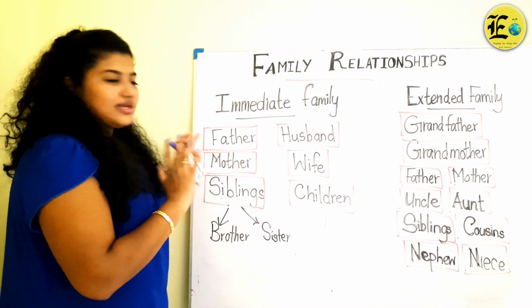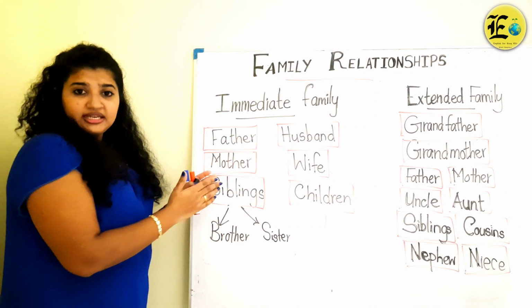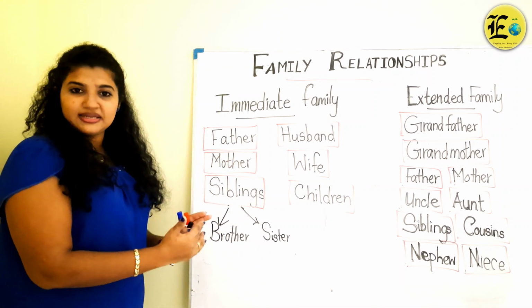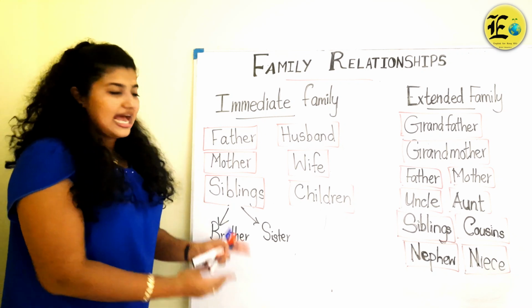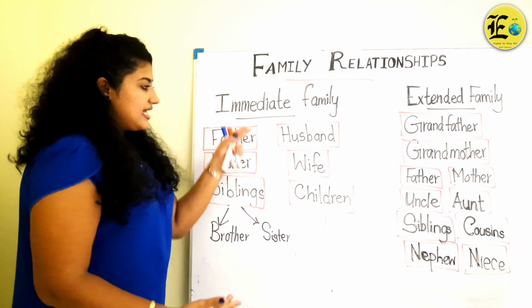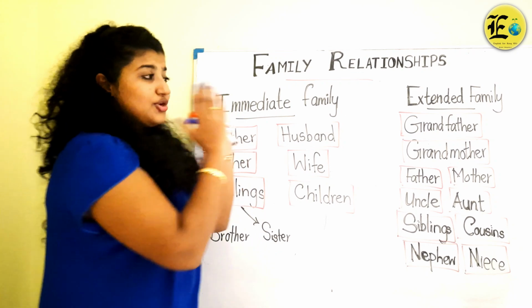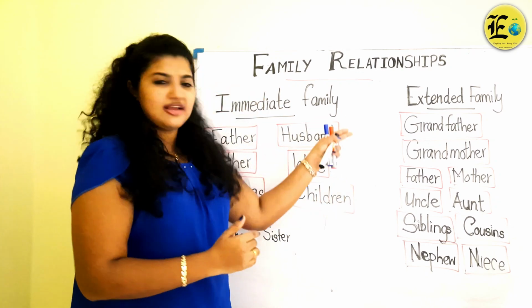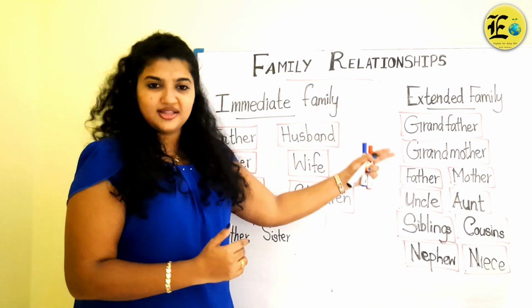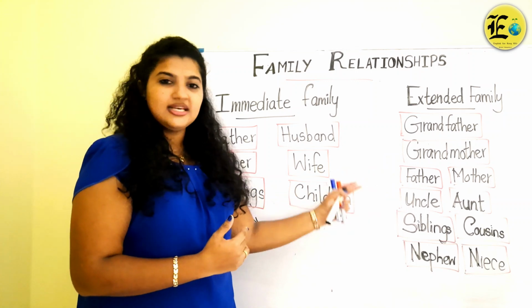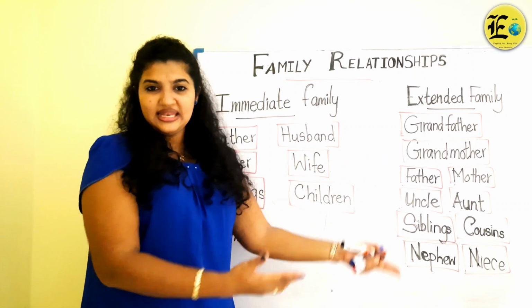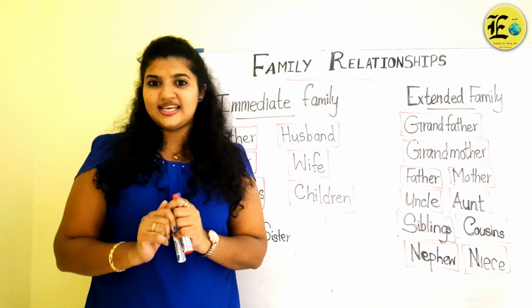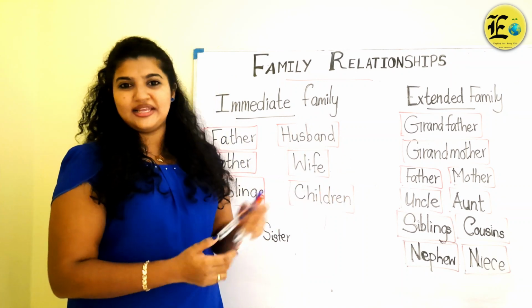Okay, now let's look at the phrases again. In an immediate family, we have father, mother, siblings, just like brother and sister. And if you're married and living separated, husband, wife and children. And in your extended family, you have your grandfather, grandmother, father, mother, uncle, aunt, siblings, cousins, nephew and niece. And now let us see how Lucy talks about her family.